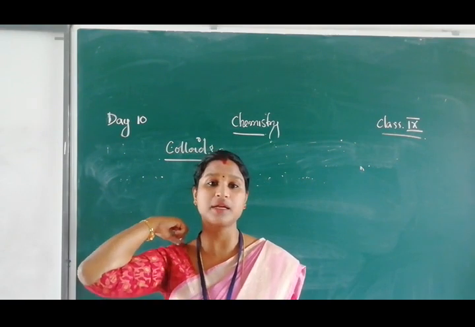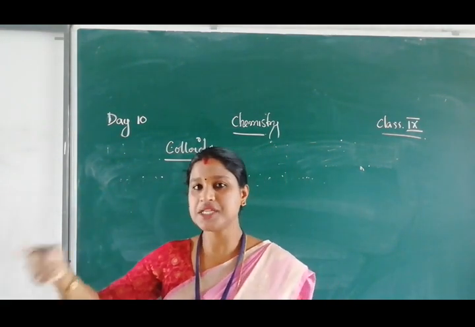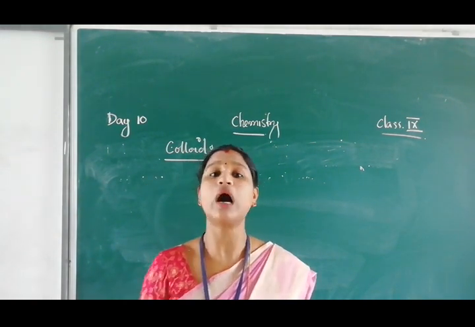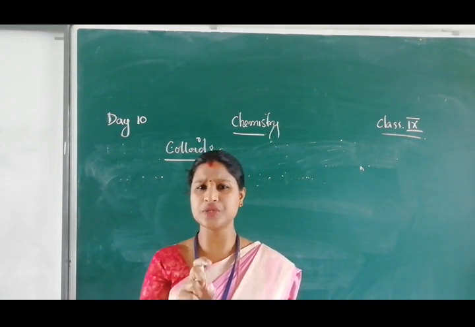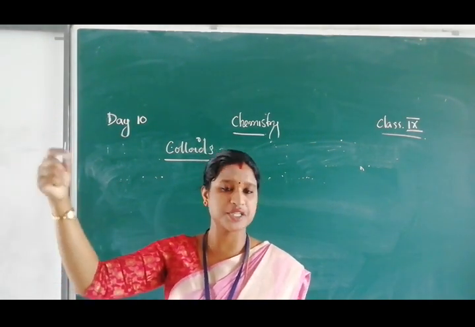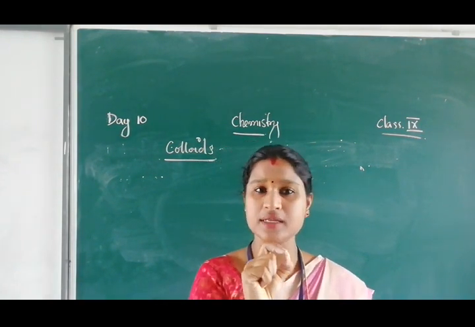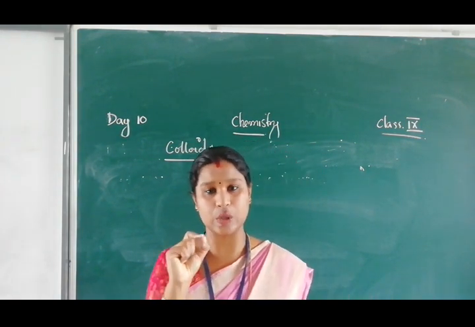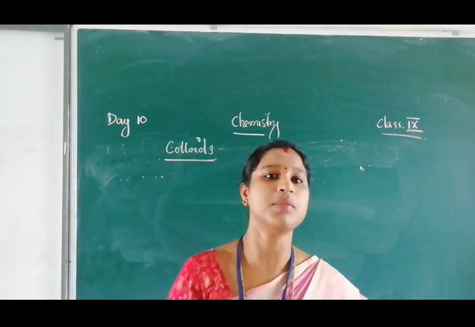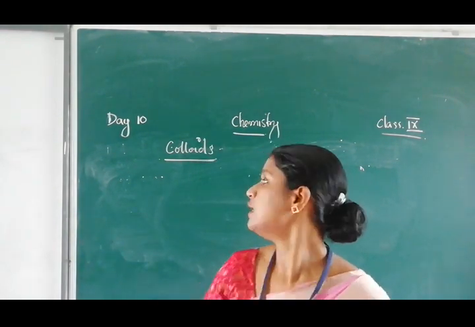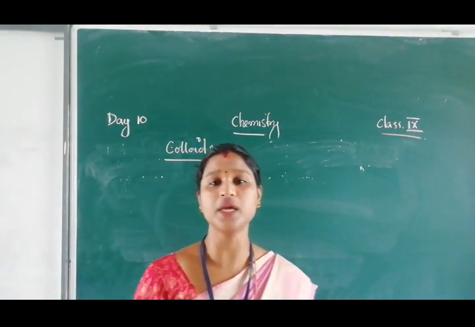In a solution, the particles are very small, less than 1 nanometer. But in a suspension, the particles can be seen with our naked eyes. Colloids are greater than a solution but not as large as a suspension. The particles present in colloids are a little bigger than those in a solution, but not as large as those in a suspension. That type of system is said to be a colloid.